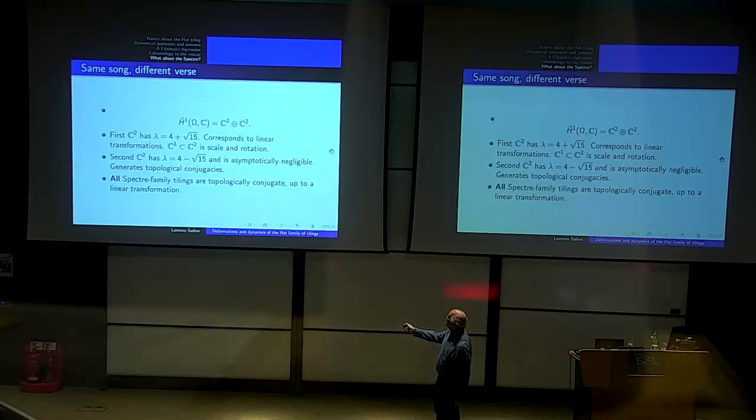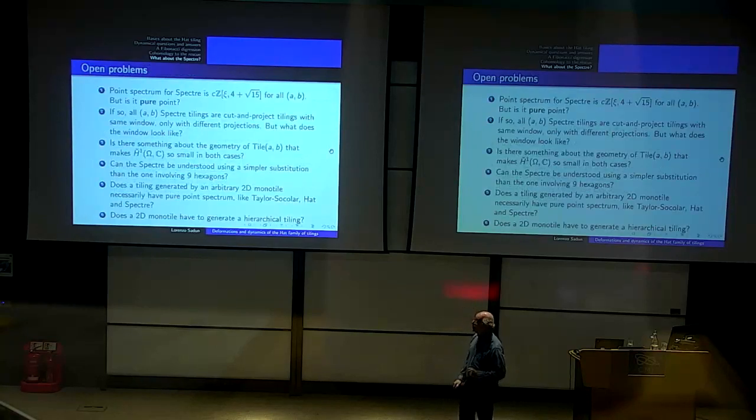Okay, you don't have the golden mean squared as your stretching factor. You have 4 plus the square root of 15 as your stretching factor. Yeah, so what? It's a PV number. Basically, it behaves the same. The second C^2 is less than 1, so it gives you topological conjugacies. The big guys give you linear transformations. So all of the spectre families are conjugate up to a linear transformation. So that's what we know.